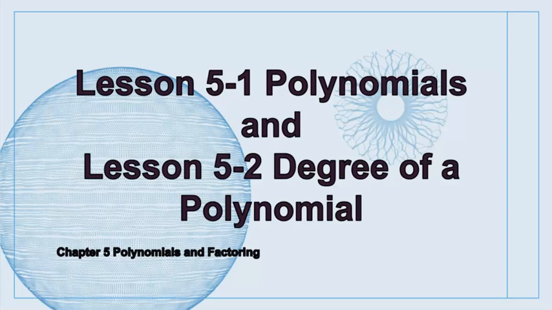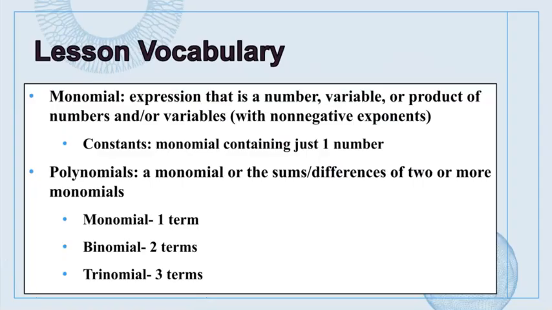Lesson 5-1 on polynomials and Lesson 5-2 on degrees of polynomials. So first off, let's go through some vocabulary. A monomial is just an expression that is a number, a variable, or a product of numbers and/or variables. But these have to have variables that have exponents. If they have exponents, they can't be negative exponents.